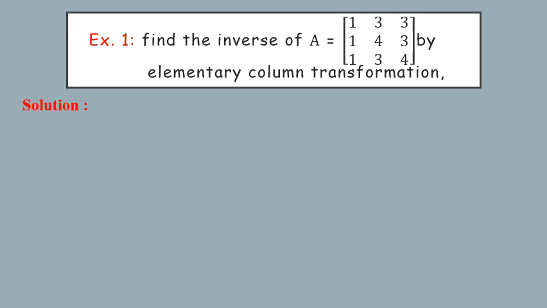Example number 1. In this example, we have to find inverse of matrix A by elementary column transformation, and the solution is, as here we have to find inverse of this matrix A by elementary column transformation. So we write A inverse into A is equal to I. Now in this product, A inverse is prefactor and A is postfactor, and we perform column transformations on postfactor. That means in matrix A, and to maintain this equality we have to perform same column transformations on this matrix I. Now substitute the value of A.